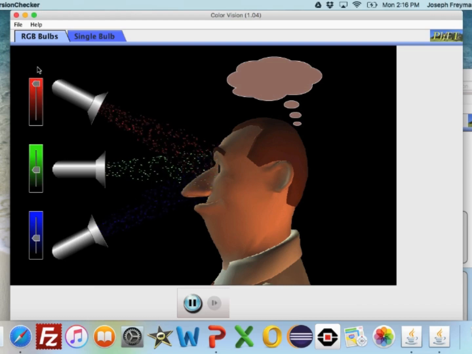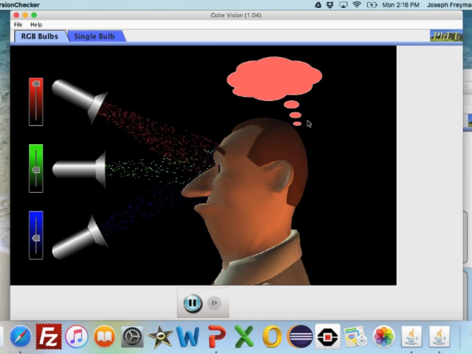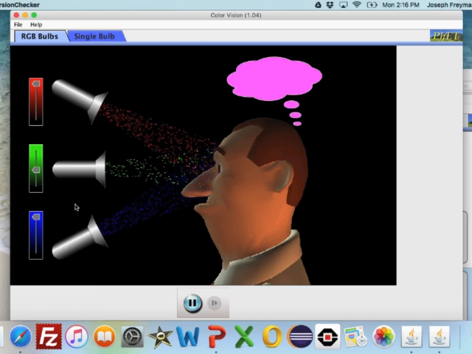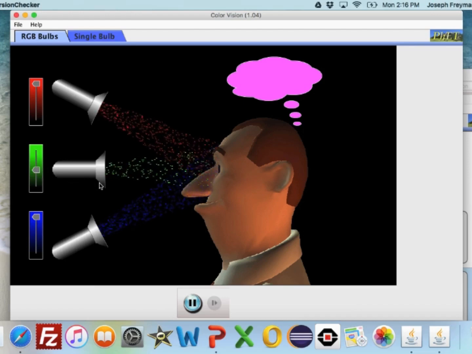Let's give a little more red, and now we see something that looks, I don't know, like a fuchsia or something. And then let's give a little more blue, and now what we're seeing is a light purple. And the point is that all the colors that we see on a computer screen are just made from different combinations of red, green, and blue.